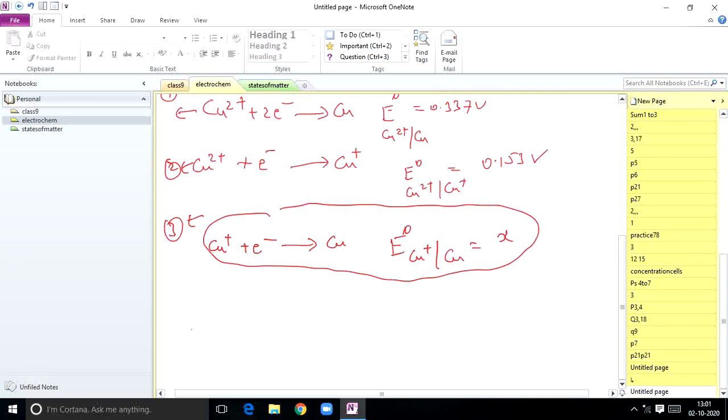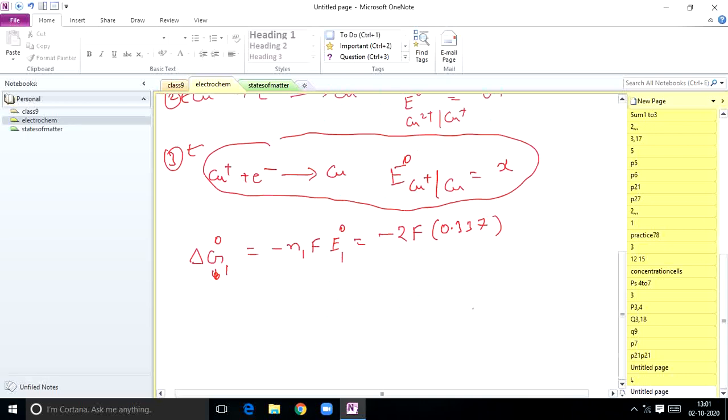So for the first reaction I am writing delta G01. Delta G01 is equal to, what is the formula? Minus N1F E01, right? So that is delta G01 I am calculating. I am considering the first equation. How many electrons are transferred there? 2. So minus 2 into F into E01, that is 0.337. This is delta G01.